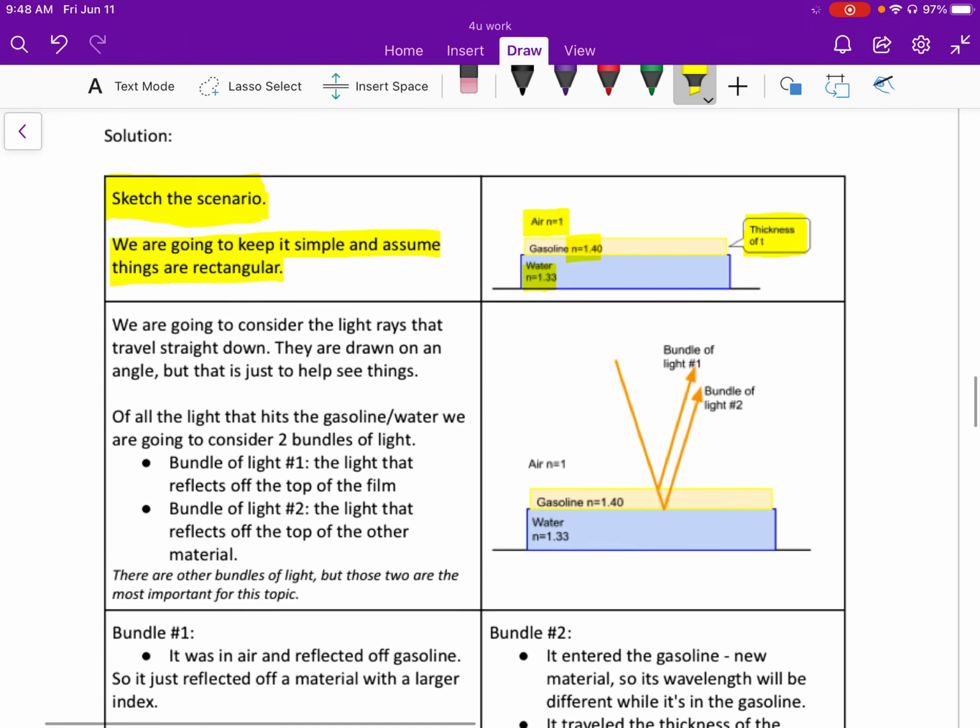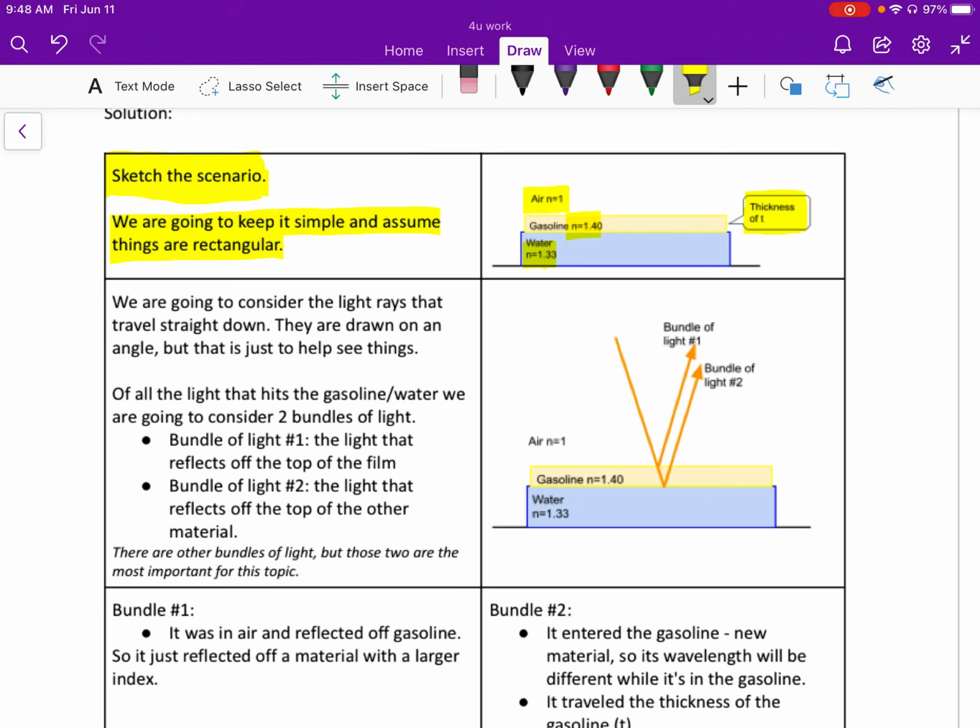What thin film interference is about is two particular bundles of light. I'm drawing them in this diagram on an angle so that we can see them better. But the way we're going to solve it, the light rays are actually traveling straight down. I'm just drawing it on an angle so we can see it better. And if it was on an angle, then we'd have to do that grade 10 optics Snell's law, and we could do it, it just adds a whole bunch of wrinkles.